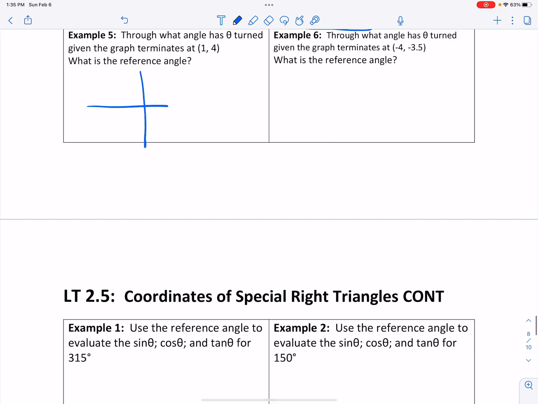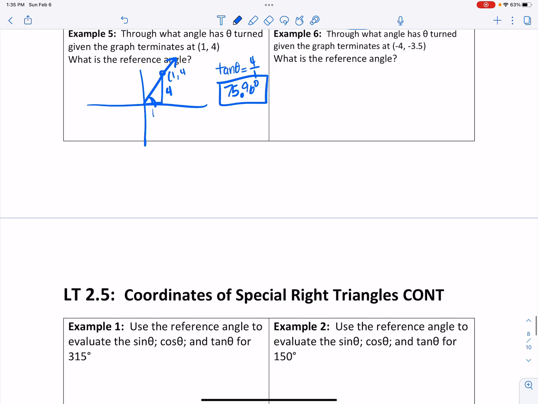So if I draw this, I have a point at over 1 up 4. So I have this. Okay, there's this point right here, over 1 up 4, 1, 4. So can I find this angle? Wouldn't I do the tangent of the angle is opposite over adjacent? So I'm going to pick up my calculator and I'm going to do the inverse tangent of 4. And I get 75.96 degrees. Okay, is that how far it turned? Yep, because it was in quadrant 1. Is that the reference angle? Yes. So this actually answers both questions because it's in quadrant 1.